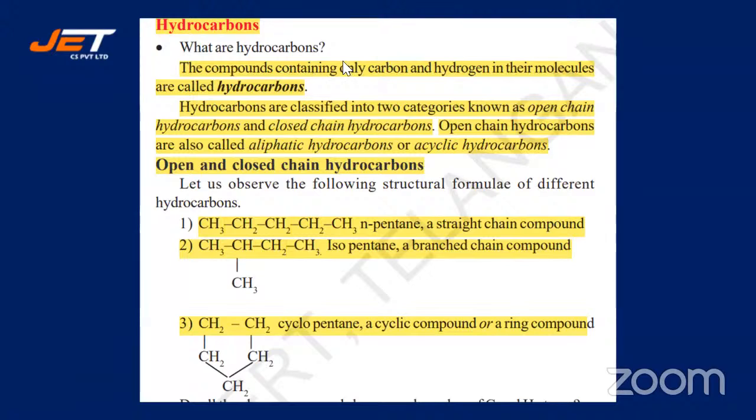Next, coming to hydrocarbons. The compounds containing only carbon and hydrogen in their molecules are called hydrocarbons. Hydrocarbons are classified into two categories known as open chain hydrocarbons and closed chain hydrocarbons. Open chain hydrocarbons are also called aliphatic hydrocarbons or acyclic hydrocarbons. So you can see the different chains of open and closed hydrocarbons.